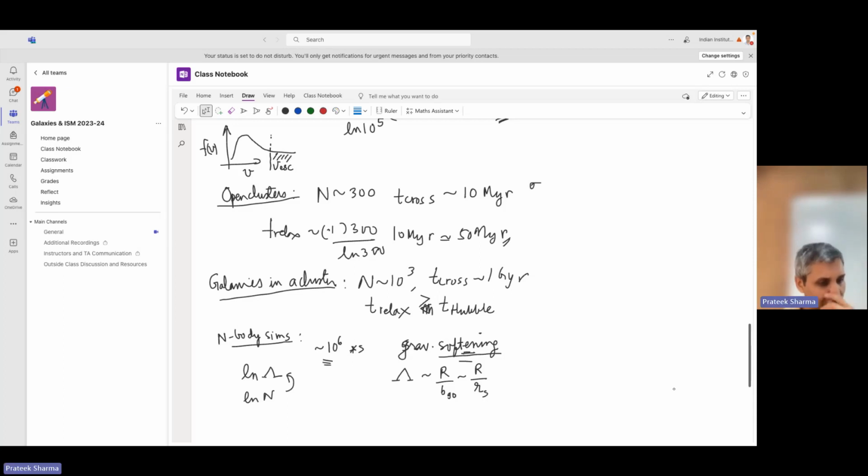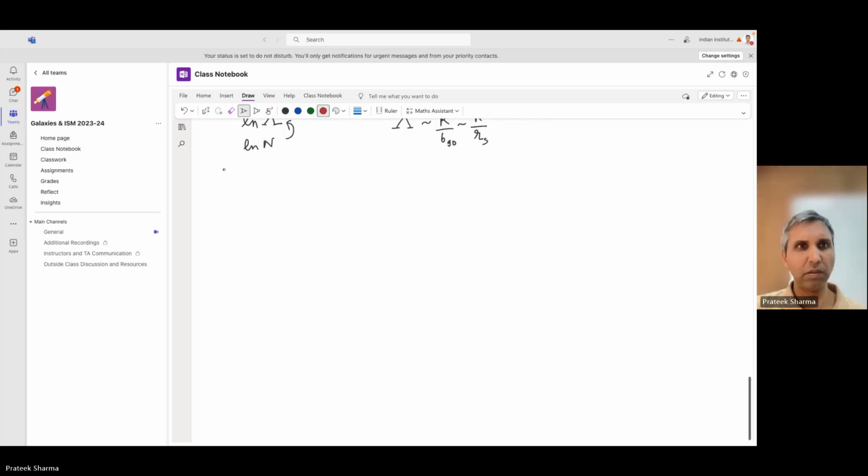So now we'll actually come to gravitational potential and stuff. I mean, we have all done this a lot of times. I'm just going to give you the results essentially, because you have done this.